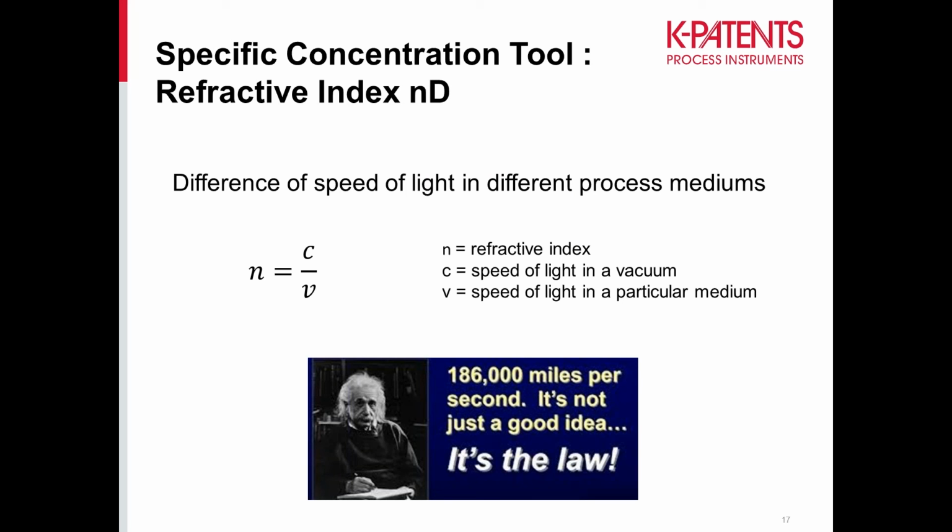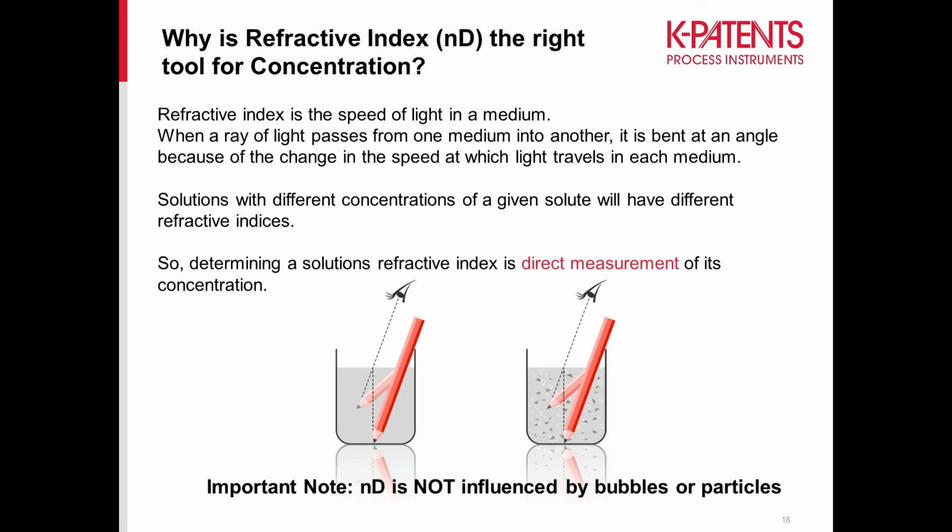So let me give you a little bit of a picture here. When the ray of light passes from one medium to another, it's bent at an angle because the speed of light in air changes to the speed of light in that liquid, whatever that liquid may be, whether that's a sugar solution or an acid solution or a caustic. The specific bending or angle of incidence is very different for each individual material. So determining that solution's refractive index is a direct method of its concentration.